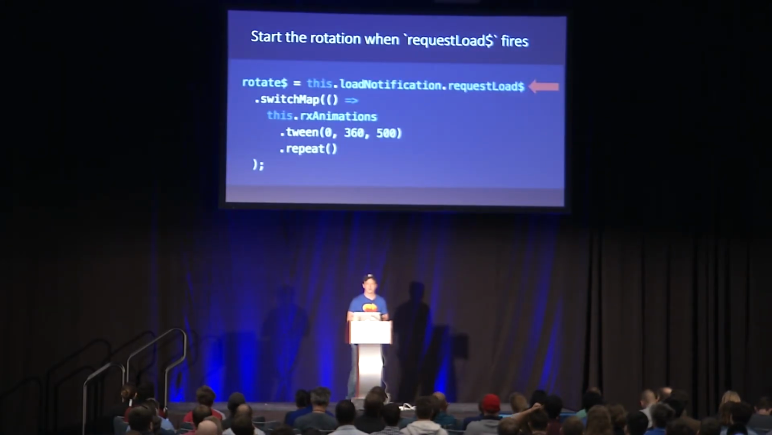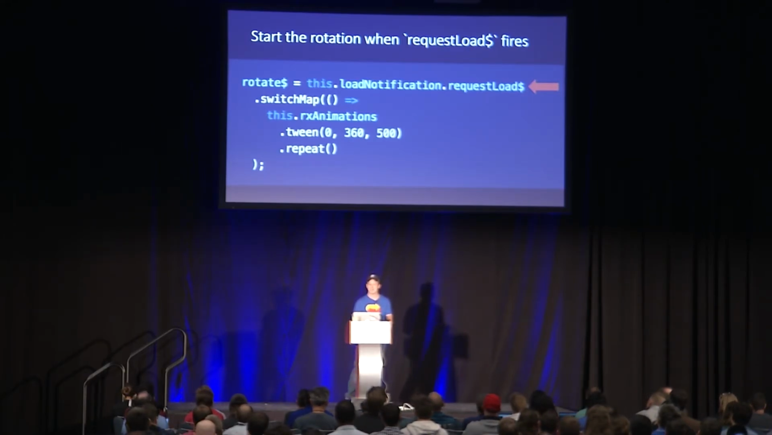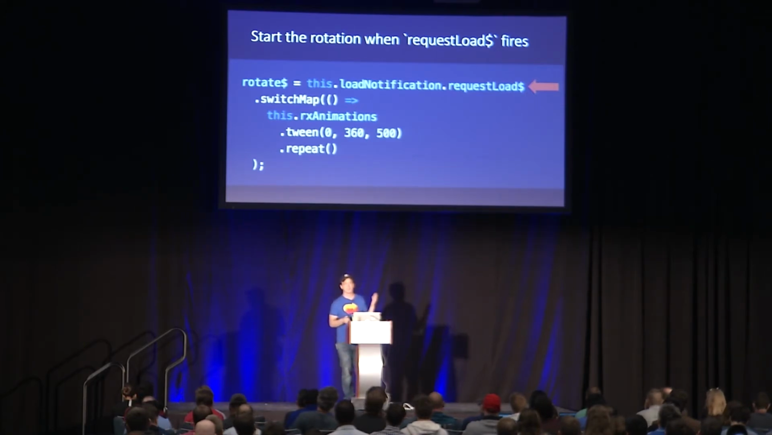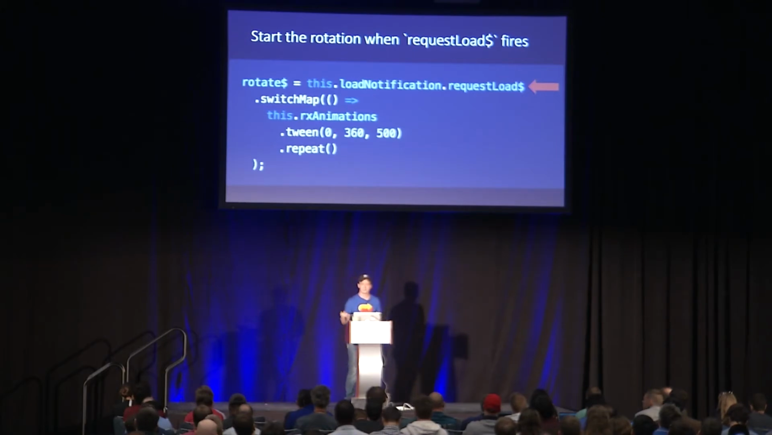So we're going to use our request load notification that we are already using elsewhere to request the actual load and for the update news. And I'm going to switchMap that into the animation. So that's saying, hey, when somebody notifies they want a load to start, then start spinning this. Okay? But then it's just going to spin forever after that.